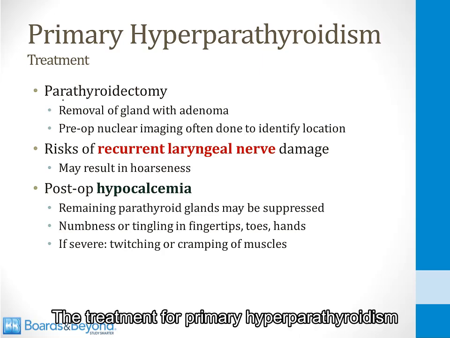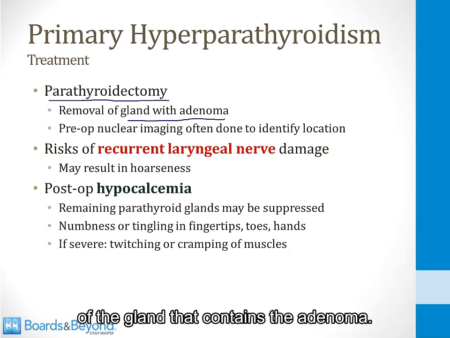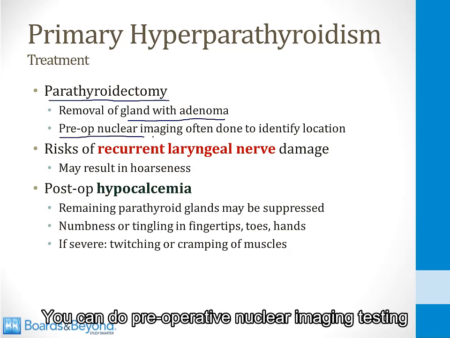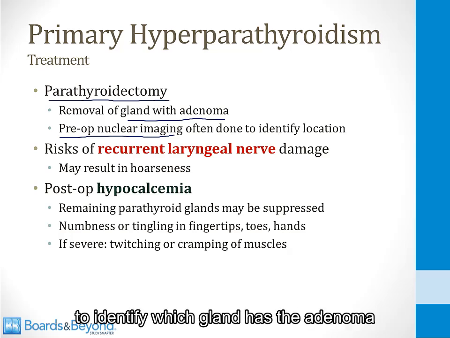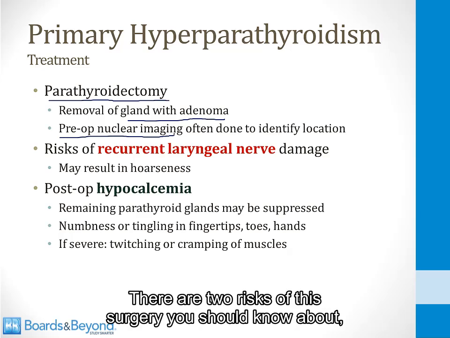The treatment for primary hyperparathyroidism is a parathyroidectomy. This is a surgical removal of the gland that contains the adenoma. You can do preoperative nuclear imaging testing to identify which gland has the adenoma, and then that is the one that is removed at surgery. There are two risks of this surgery you should know about.